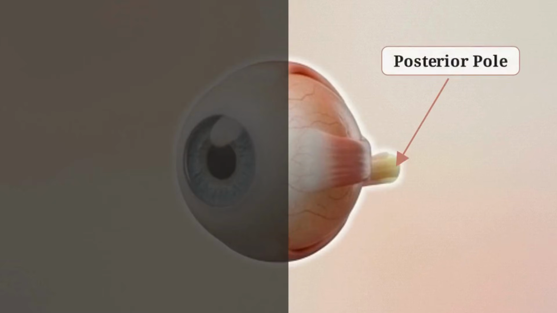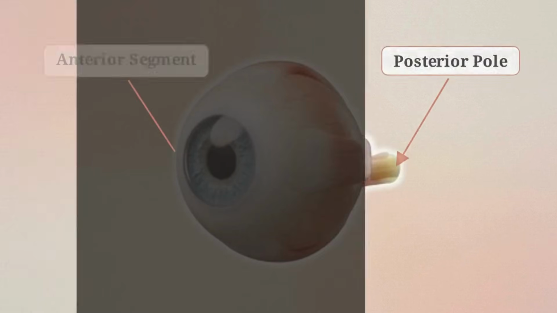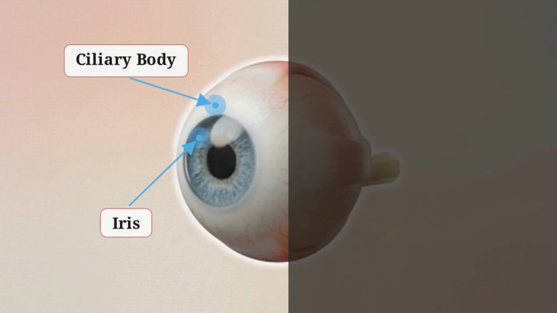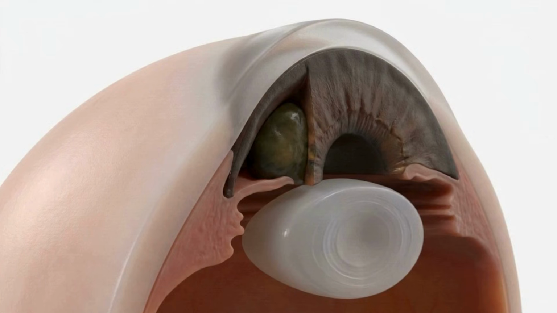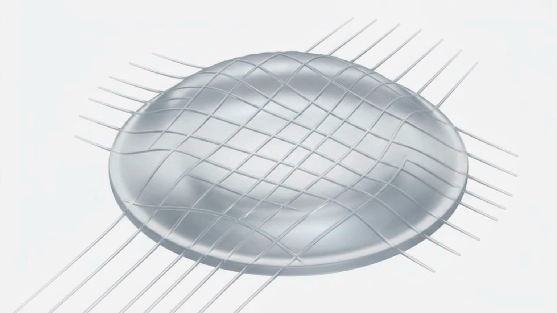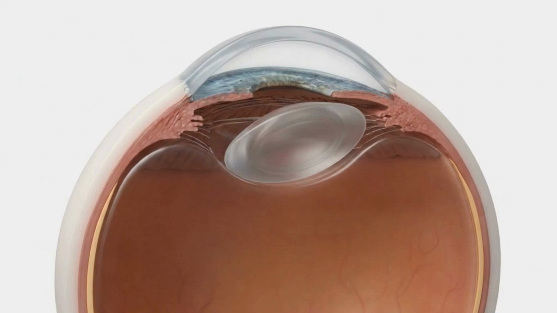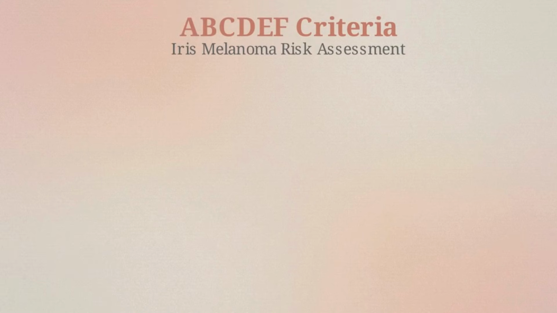Malignancies in the posterior pole are common, but we must also evaluate the anterior segment, specifically focusing on the ciliary body and the iris. Ciliary body tumors are notoriously insidious. Because they are hidden behind the iris, they often present late as unexplained astigmatism or as localized cataracts or total lens subluxation.